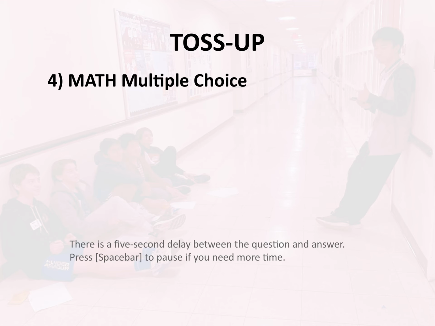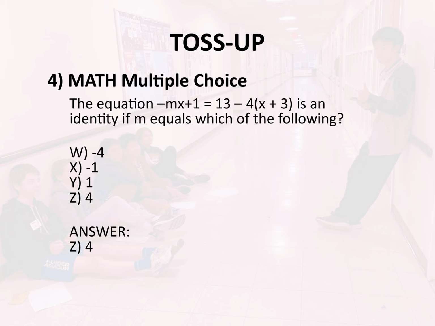Toss-up 4. Math. Multiple choice. The equation negative mx plus 1 equals 13 minus 4 times the quantity x plus 3 is an identity if m equals which of the following? W, negative 4. X, negative 1. Y, 1. Z, 4. Answer. Z, 4.